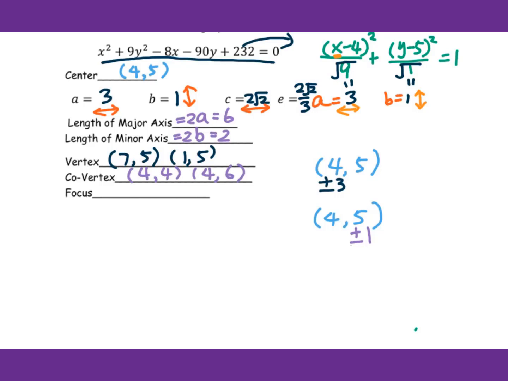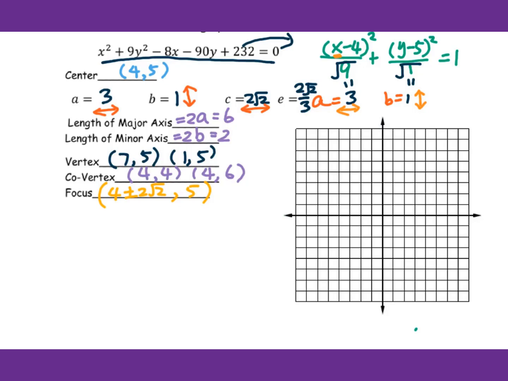For the foci, we know the center is 4, 5. For C, that's horizontal moving. Therefore, we add to the h, that means add to the x coordinate, plus or minus 2 square root of 2. Therefore, 4 plus or minus 2 square root of 2, comma 5 will be the foci.